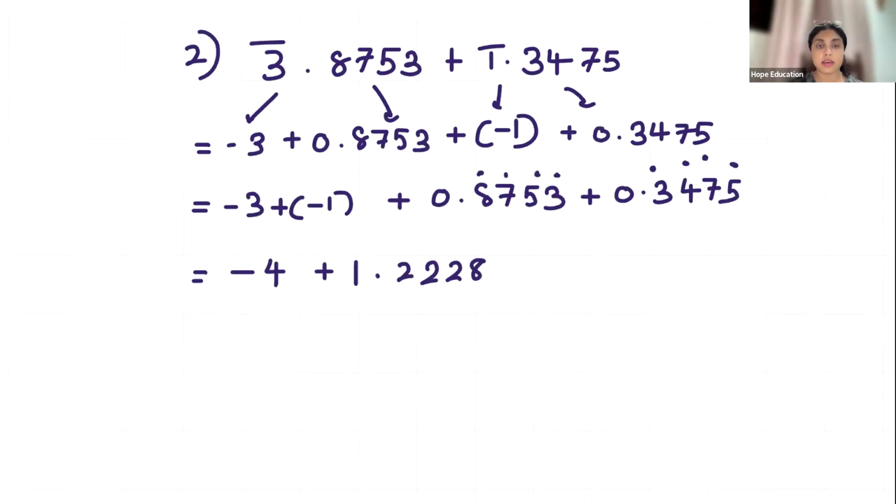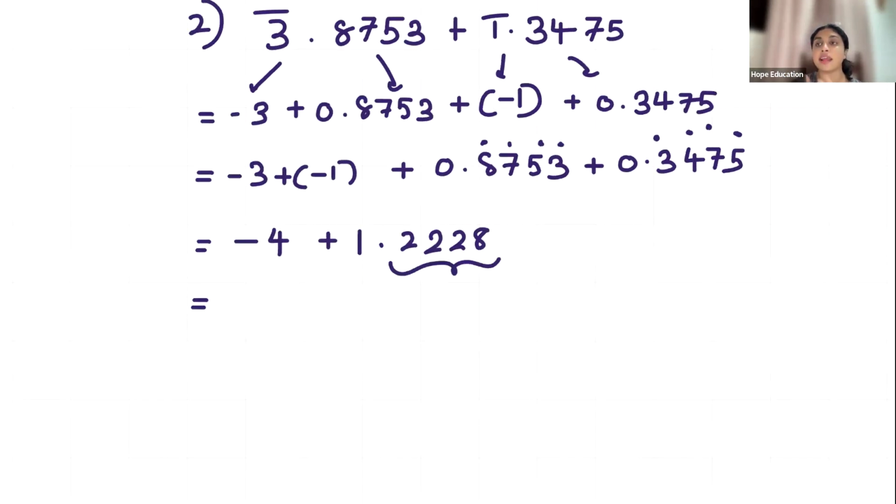Then look, again a characteristic comes here. Look, when we add these two, we get 1.2228. So here, this is again a mantissa and this is another characteristic. When you add two mantissas, you get a characteristic together with a mantissa. This is one mantissa, this is one mantissa. When you add these two, you get mantissa and characteristic together.